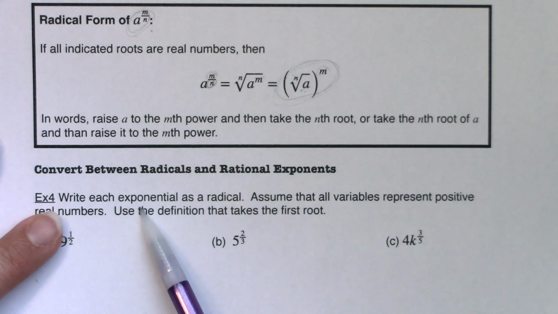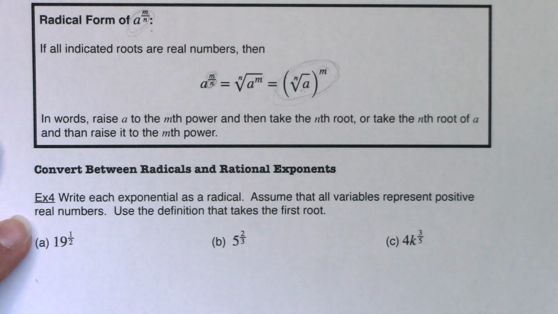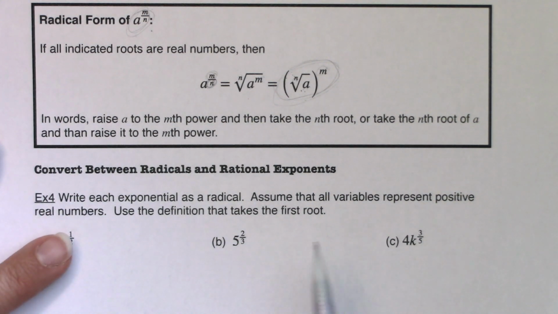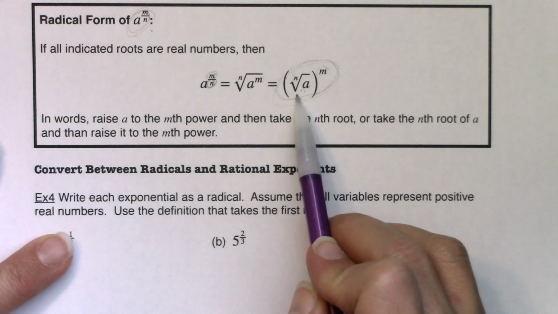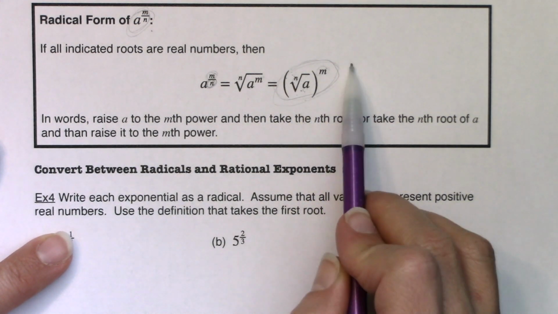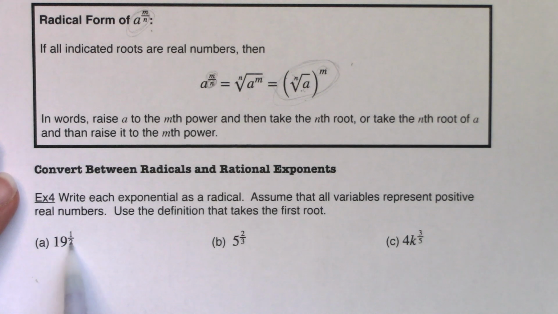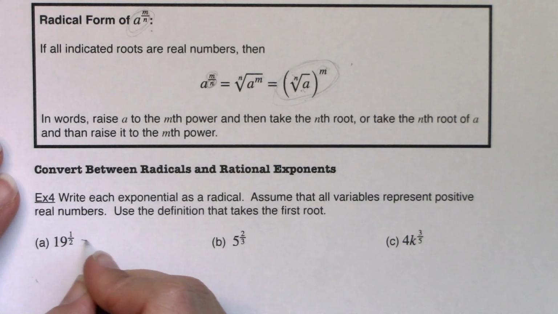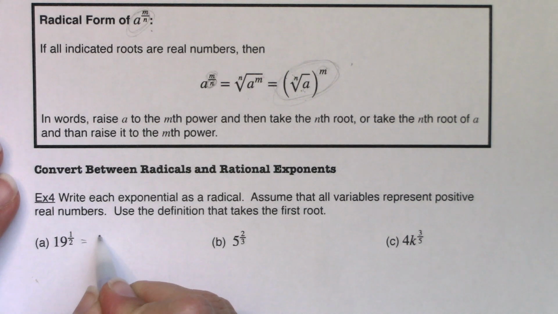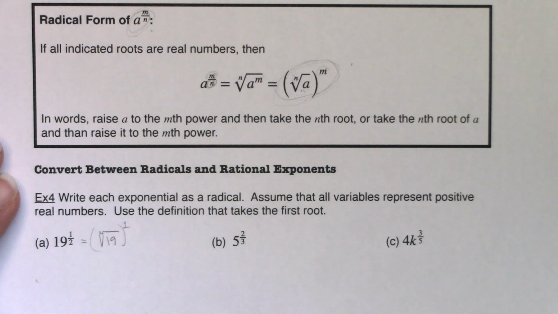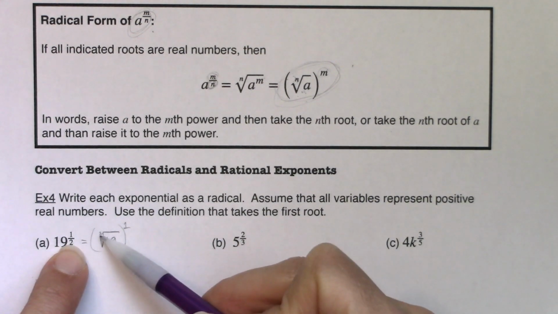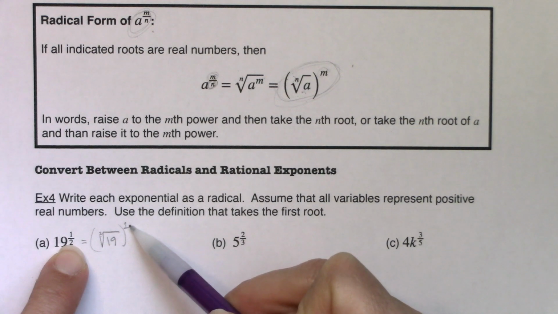So we're going to write each exponential as a radical. I've got all of these exponentials. We're going to assume all variables are positive, so we don't have to worry about domain issues. And we're going to do the version that takes the root first, because, like I said, I like to take the root first and then raise it. So now this is 19 to the 1/2. What that essentially means is I'm going to take the square root first. There's the 2. And then in theory, I would take this to the first power. So your denominator becomes your index, your numerator becomes your power.